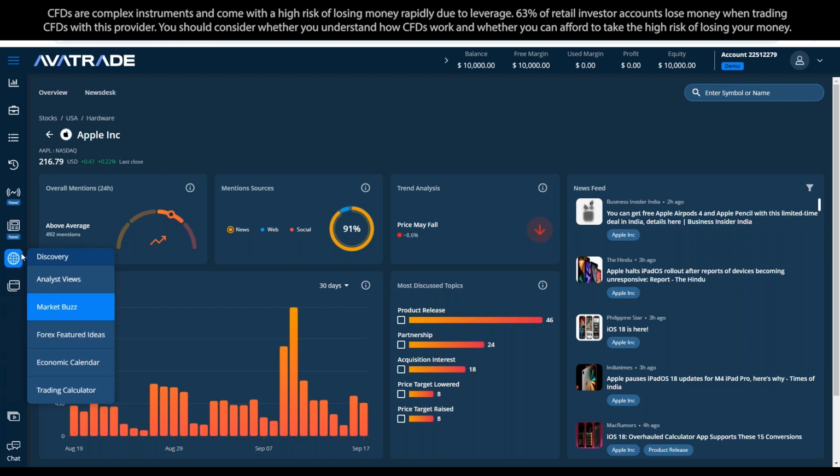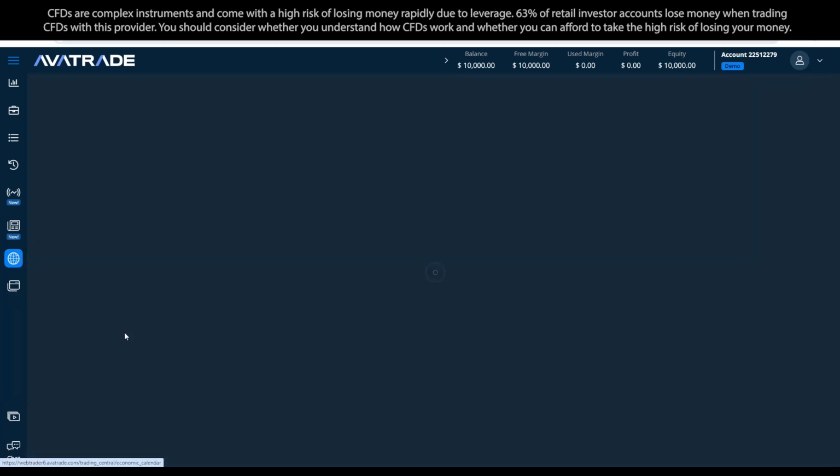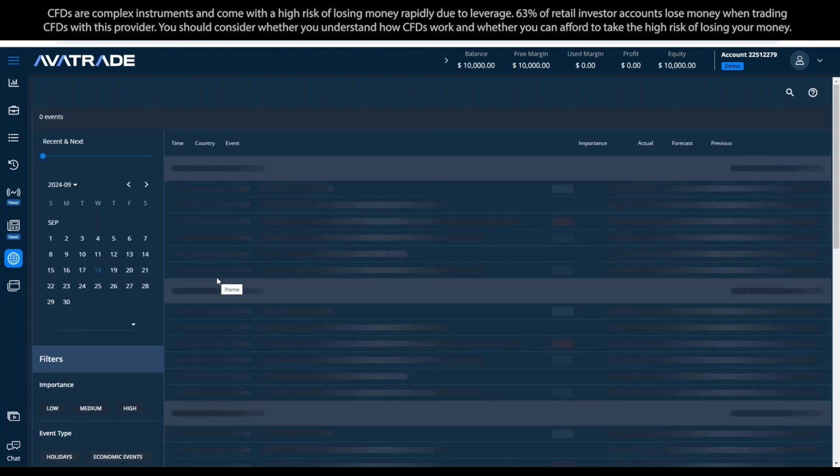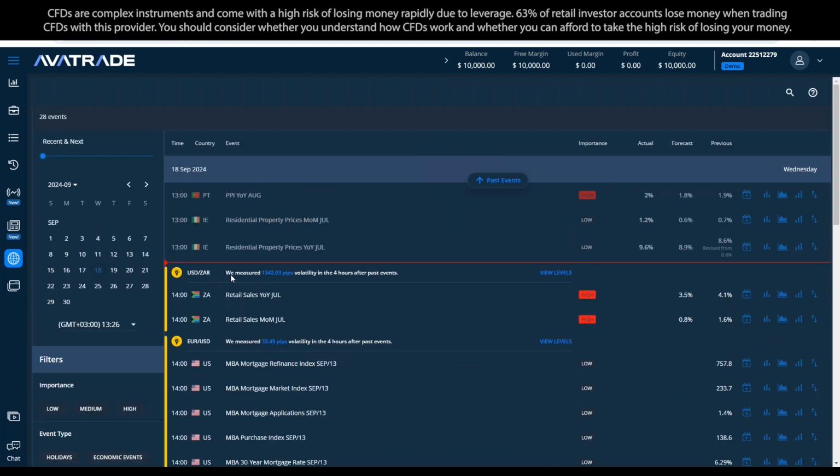Now, if I go further down, we have discovery. We saw the rest of the things here. Oh, the economic calendar is also something I want to show you just before we carry on. So let's click it. Again, super simple. Globe icon, we go down, economic calendar. Now, in here, it's also very simple to filter things.